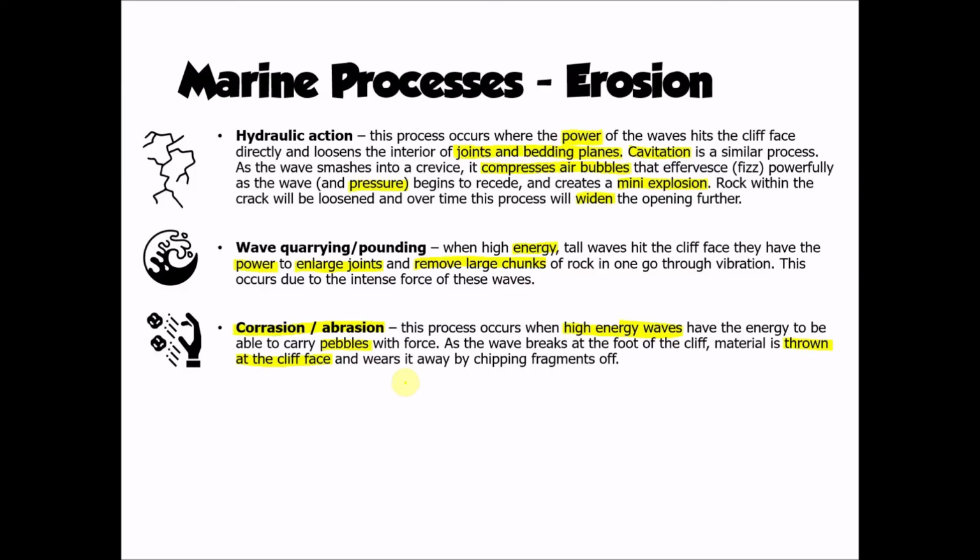So corrasion and abrasion are sometimes used interchangeably. Technically, corrasion is when the rocks are thrown at the cliff, and abrasion is where they are dragged over the seabed.